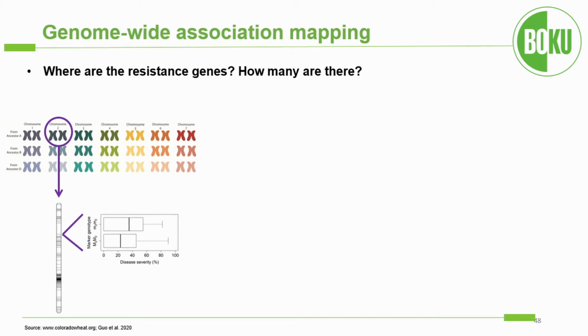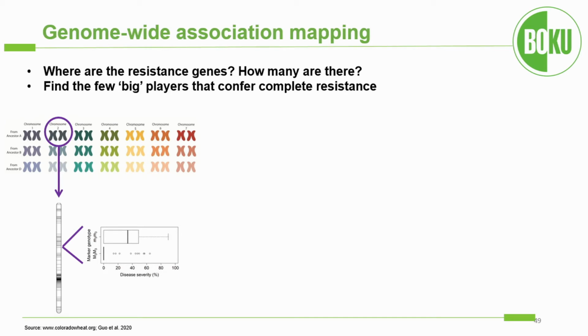And then if we go on, okay, maybe there's already a small difference there, but not very strong, so not super reliable. We just go on and test each of these markers, and at one point, hopefully you will find a marker like this, where you can really see that if plants carry this large M3 allele homozygous, they are completely resistant. So then we know, okay, probably this marker tracks a resistance gene. With this approach, you can easily find the few big players that confer this complete resistance.